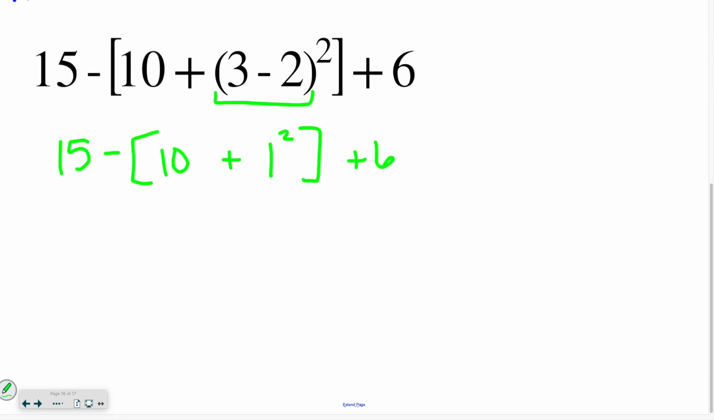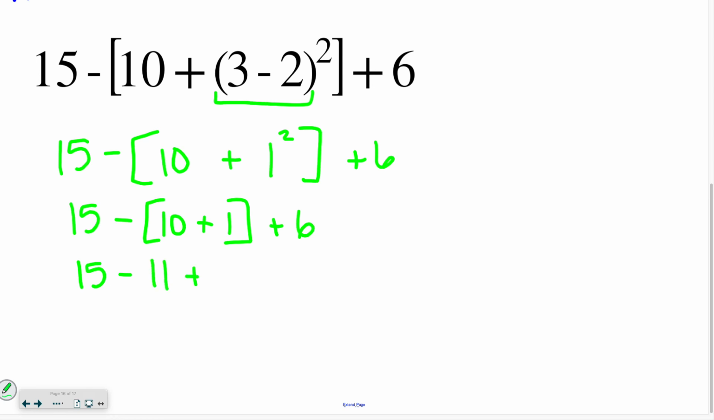All right, then exponents are next. So I still have those square brackets, and 1 squared is just 1. And then inside those square brackets, 10 plus 1 is 11. So now I've simplified everything in the brackets so they go away. Now I just have addition, subtraction, left to right. So 15 minus 11 is 4 plus 6, which is 10.